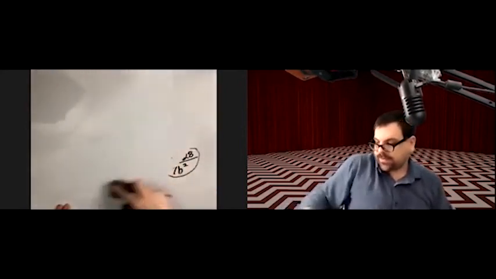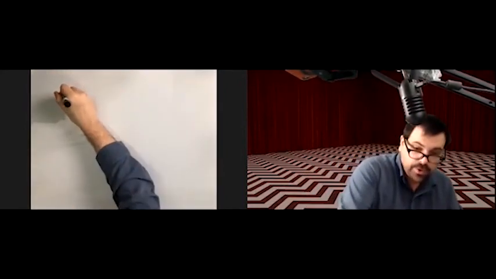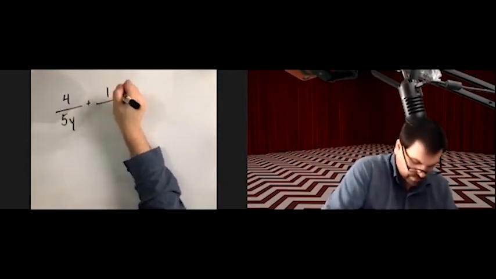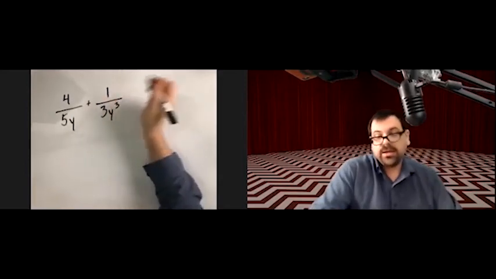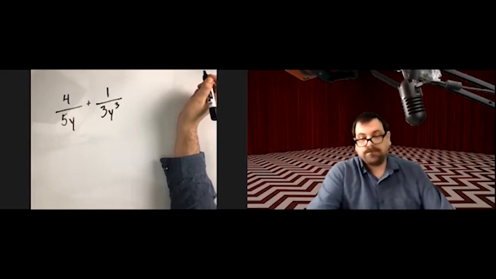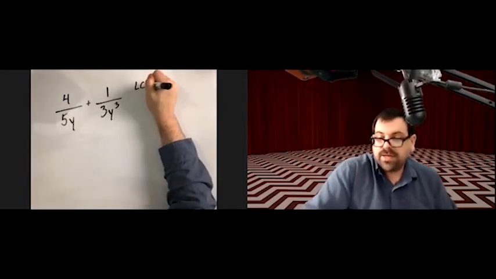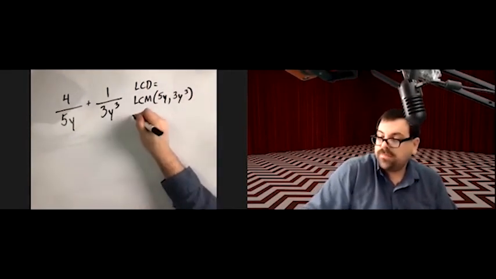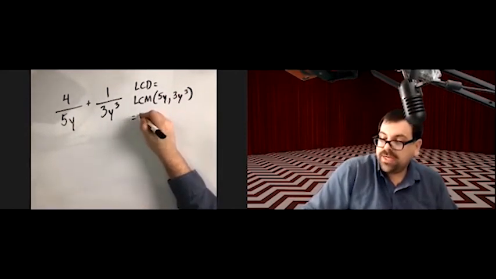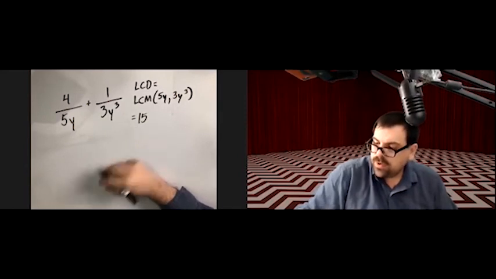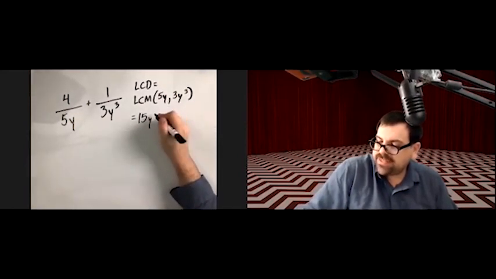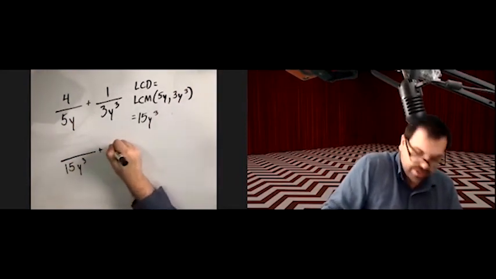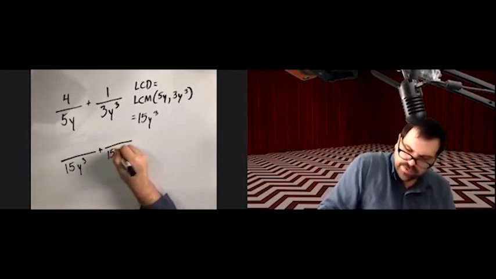Again, 4 over 5y plus 1 over 3y cubed. The least common denominator is going to be the least common multiple of 5y and 3y cubed. Least common multiple of 5 and 3 is 15. We have a y, and the highest power of y we have is 3. So 15y cubed is going to be the common denominator.